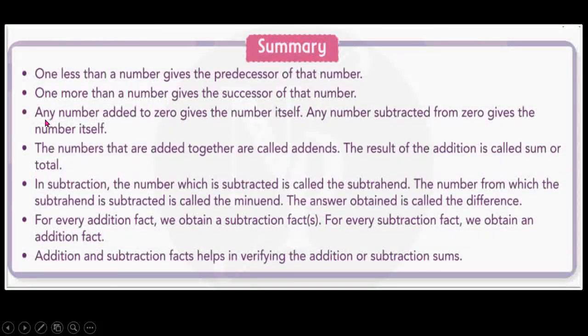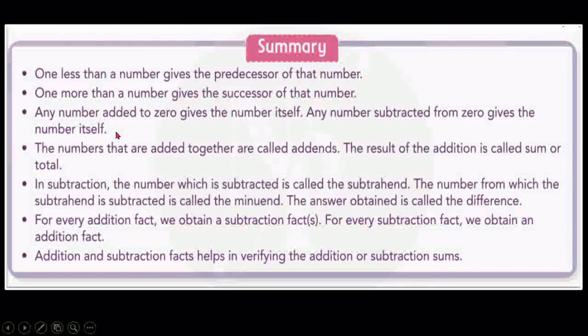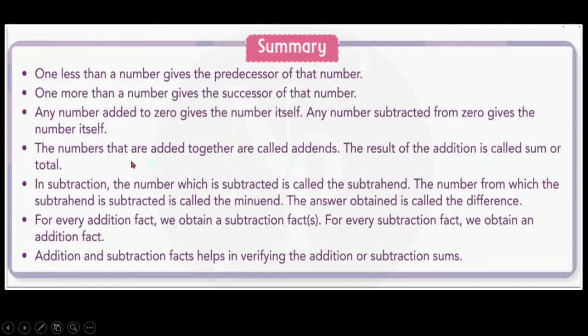Next point is, any number added to 0 gives the number itself. Any number subtracted from 0 gives the number itself. On adding or subtracting 0 from a number or to a number will not change the value of the given number. The numbers that are added together are called addends. The result of the addition is called sum or total. So when you add 2 or more numbers, the numbers you are adding are called addends and the result obtained is called sum or total.